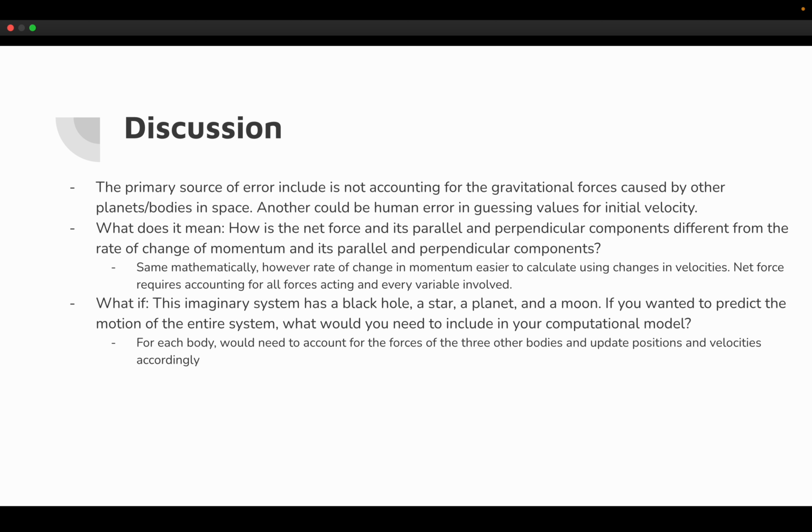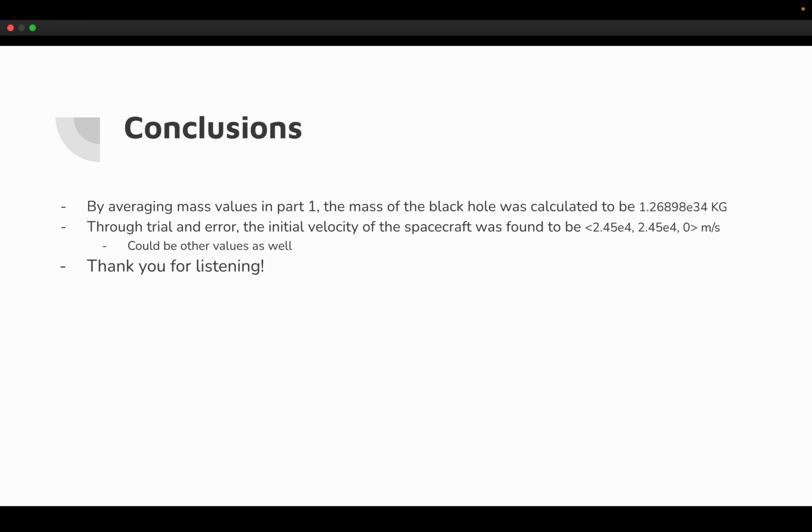For what if? In a system with the black hole, star, planet, and moon, each body must feel forces from the other three, and I update all positions and velocities accordingly each step. By averaging the per step values in part 1, I find the black hole mass to be roughly 1.27 times 10 to the 34th kilograms.